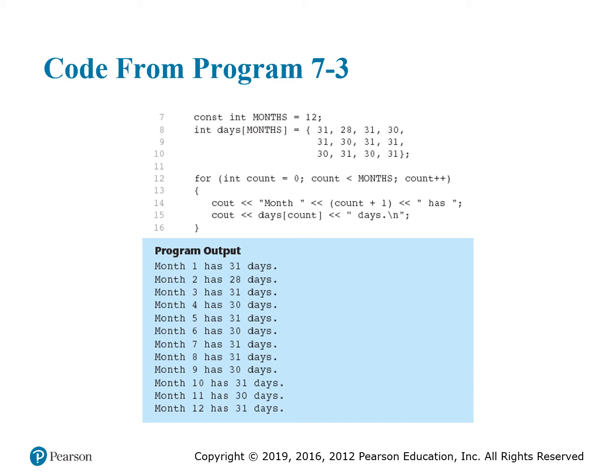This shows an initialization list for the number of days in all 12 of the months, and just a simple for loop that counts through those and prints out how many days each month has.